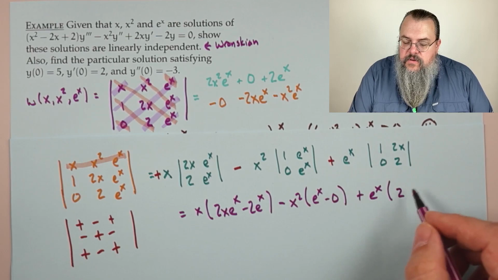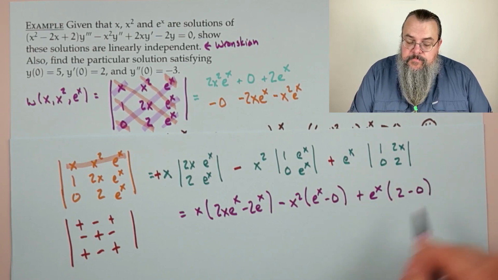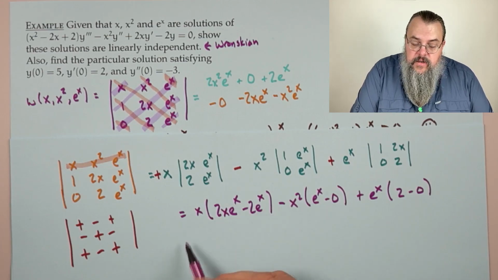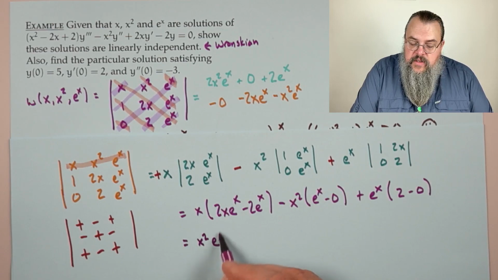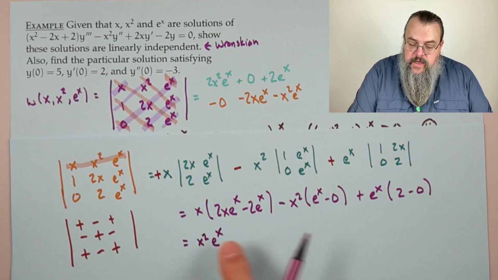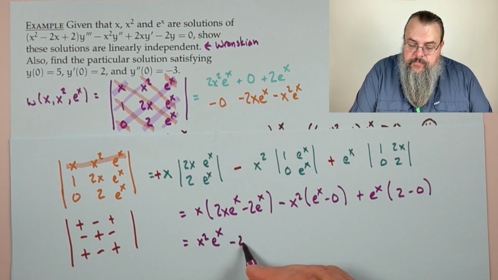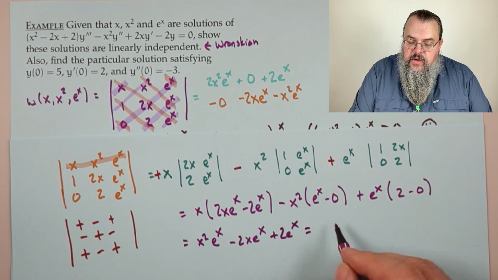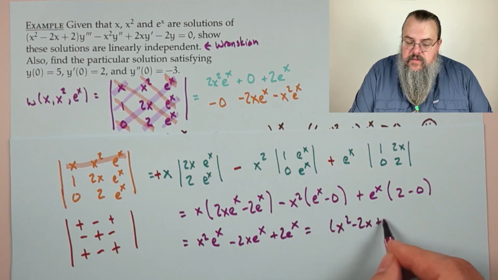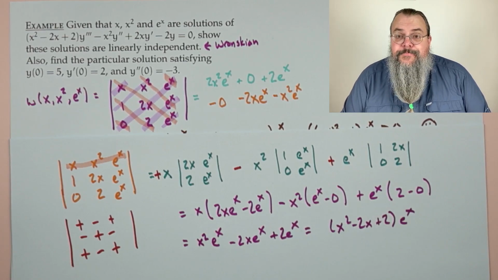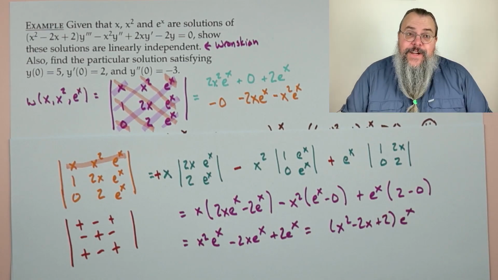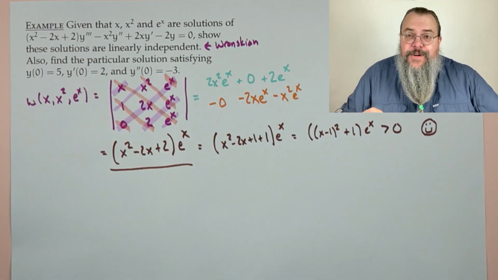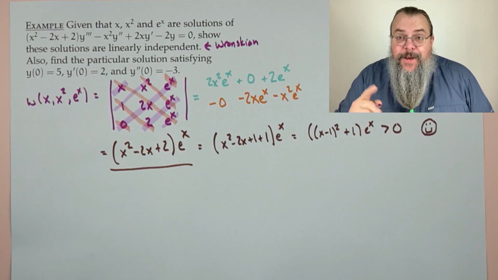1 times 2 is 2, 0 times 2x is 0. And if we go through carefully, we have 2x squared minus x squared, which is an x squared e to the x. We also have a minus 2x e to the x, and a plus 2e to the x, and lo and behold, we have the exact same determinant. All right, so that's the other way to do it, cofactor expansion. So whichever way works for you, great. That's wonderful. Just make sure you have at least one way that works.